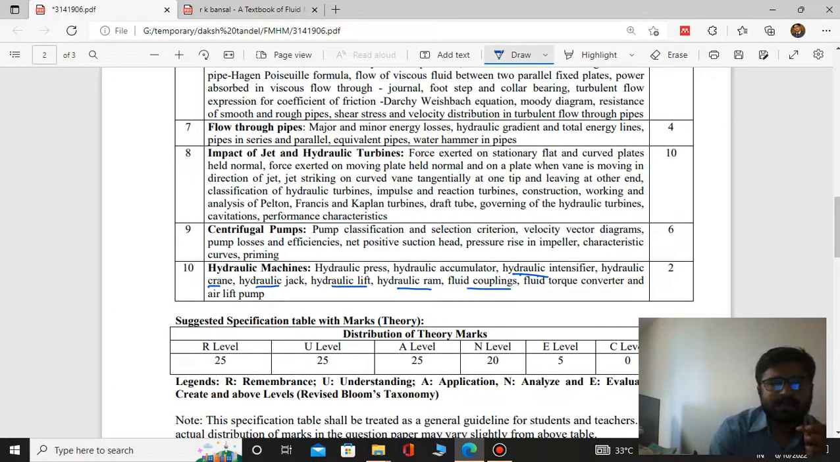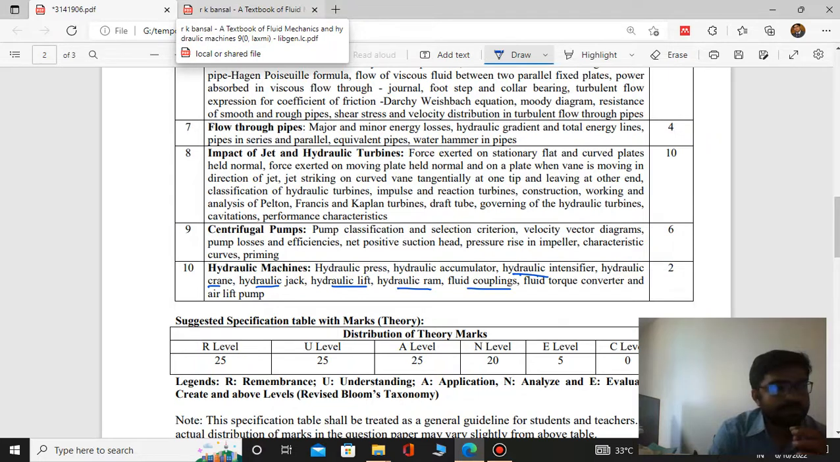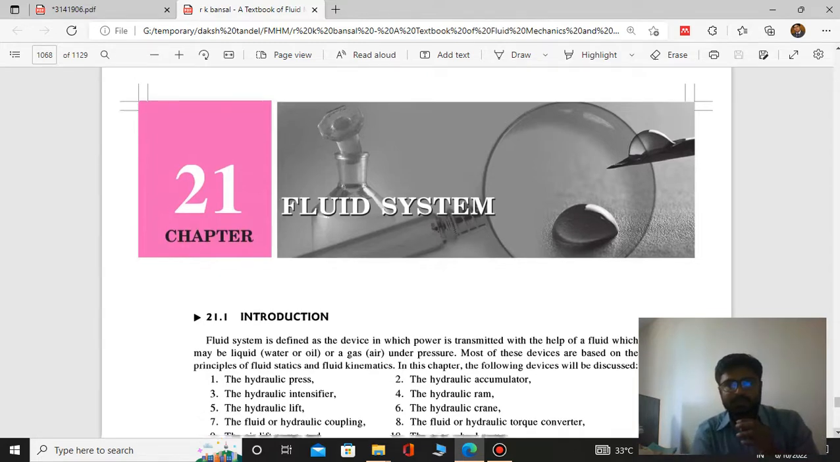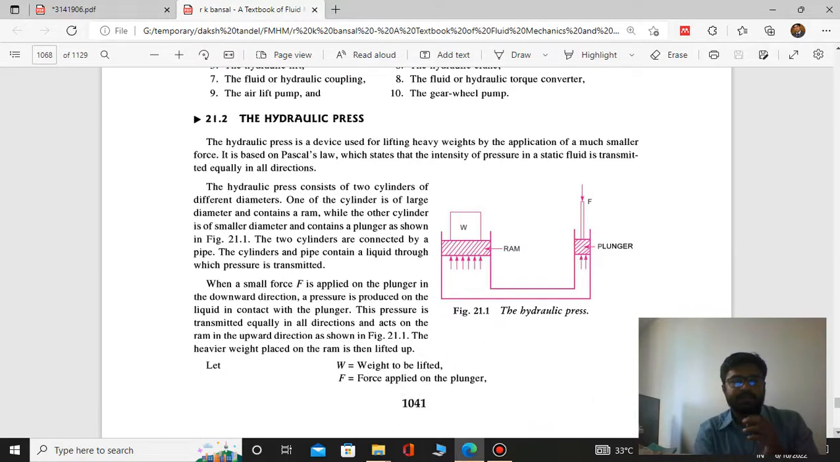Now, from an exam point of view, this chapter is important because only theories are there and it is easy to understand. So we will start with this. Let us start with hydraulic press.